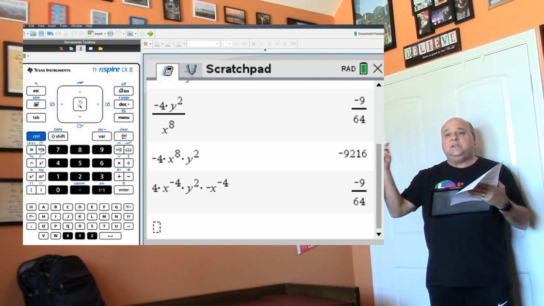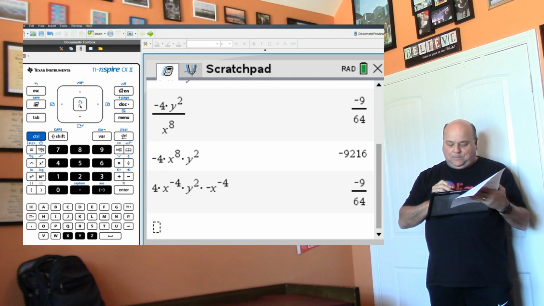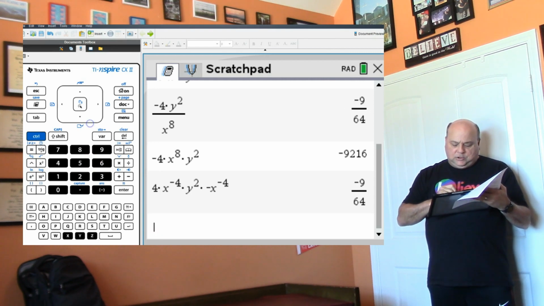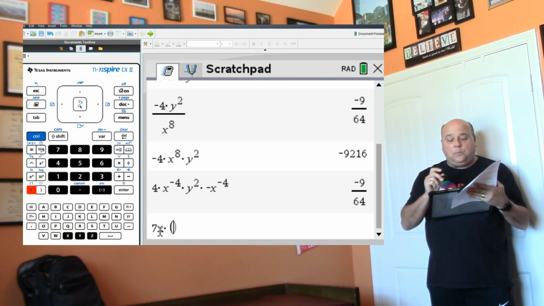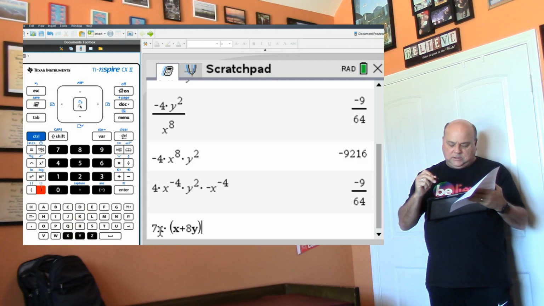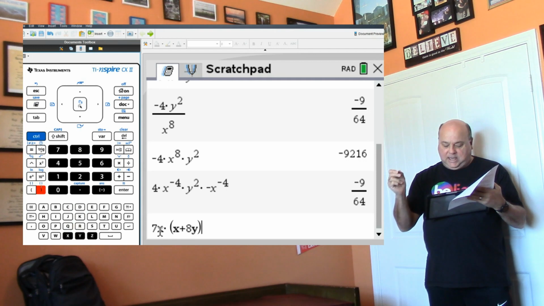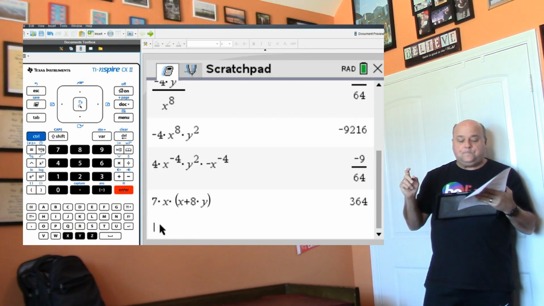On number 11, we still have x and y. I'm doing that so you don't have to keep storing, but we're going to type in the problem. So I'm going to type in 7x, then times, parentheses. If you don't put the multiply in there, it won't work. X plus 8y, close parentheses. So I got 7x times x plus 8y, hit enter, and I get 364.